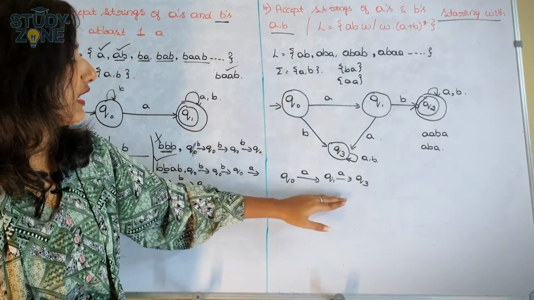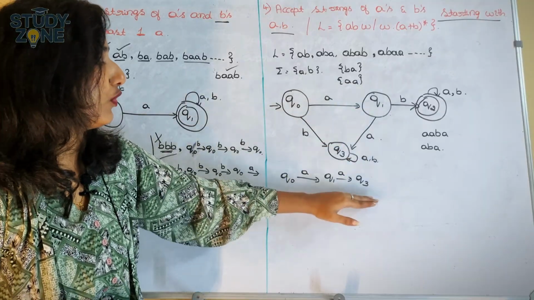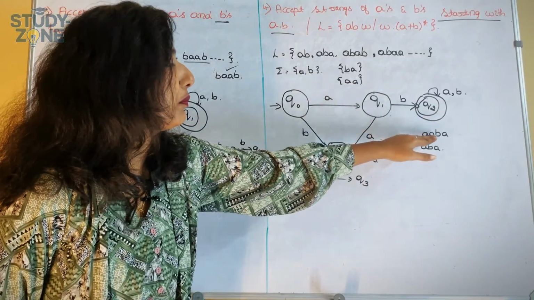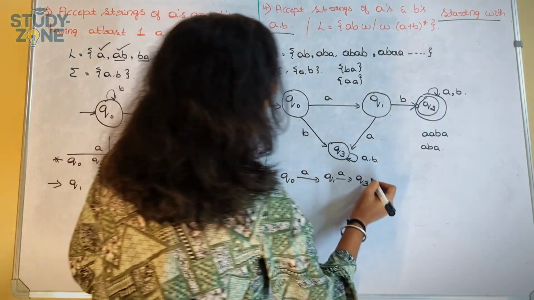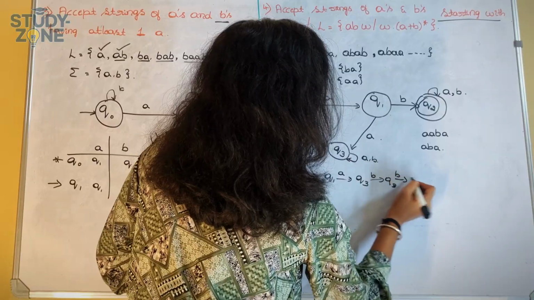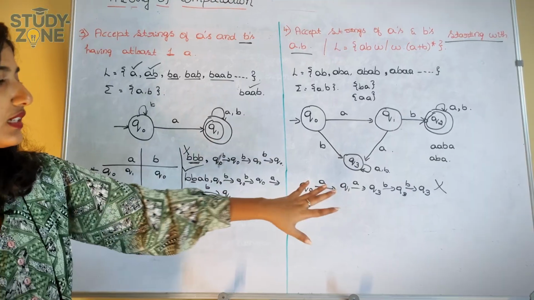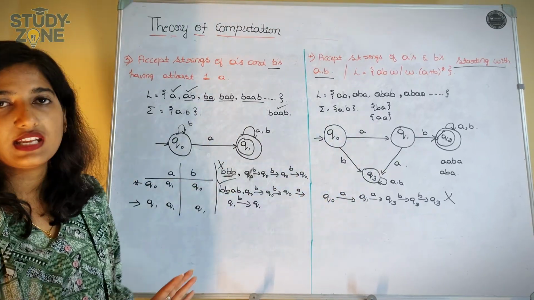Okay. So here if I get A, it should move to the next state. But if I get A here, it should move to the dead state. But if I get B in the dead state, it should be there in the dead state only. And if I get B in the dead state again, it should be there in the dead state only. So the string is not accepted here.